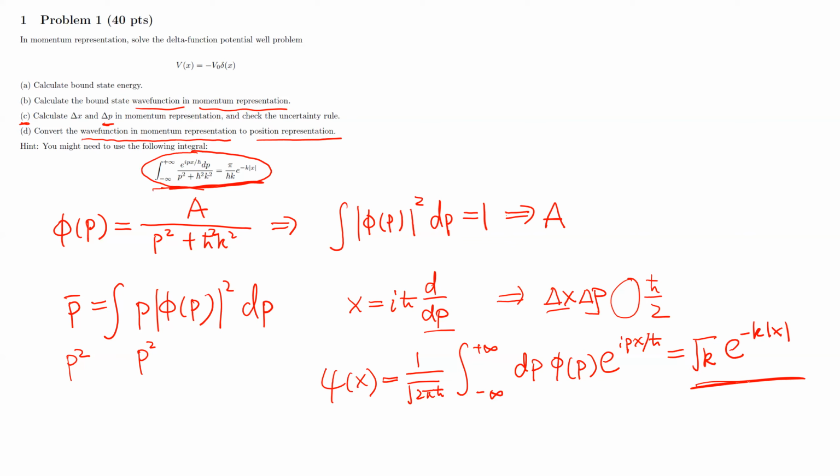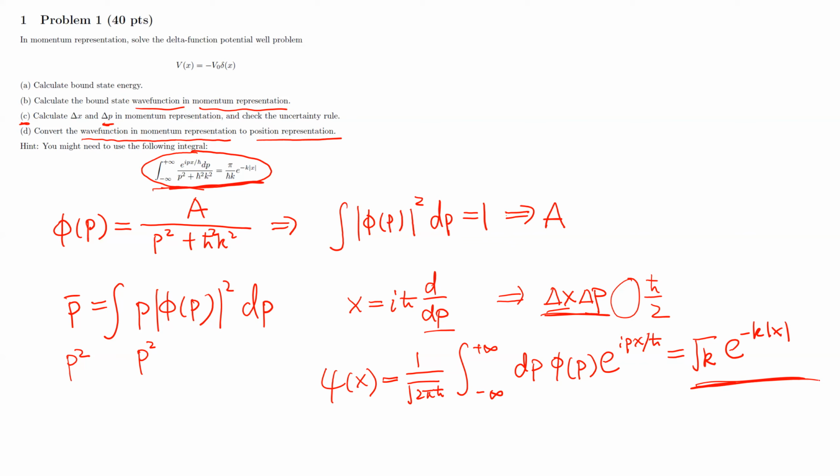Okay. So now we are trying to solve exactly the same problem with a very different starting point. We're starting in the momentum representation. And finally, we should get the same uncertainty principle, the same testing of the uncertainty principle, and the same wave functions. So we have two choices.